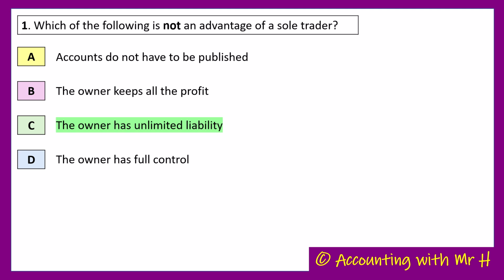The others here are advantages. You don't have to publish your accounts. Limited companies do, but sole traders don't have to publish their accounts. The owner keeps all the profit to themselves, assuming they've made some profit. And indeed, yes, the owner has full control. They have all that independence. They are their own boss, and they have full control of the business.